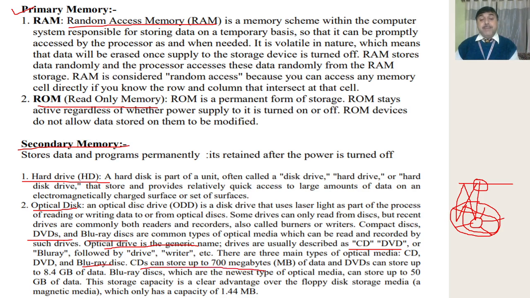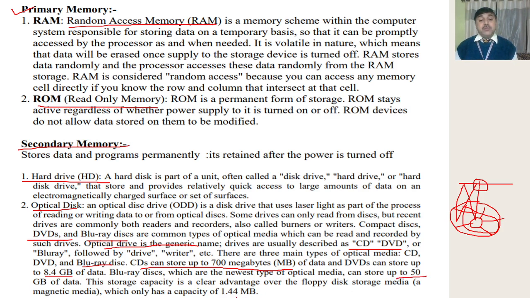A CD can store up to how much? 700 MB. That means megabytes of data. Data are stored from 700 MB to 8.4 GB. GB means gigabyte. So when we find there are different patterns of storage, we can store up to 50 GB of data. Okay, so this is the storage.